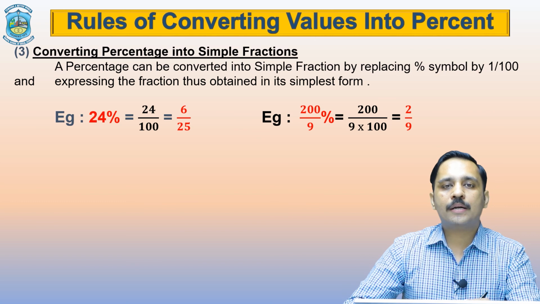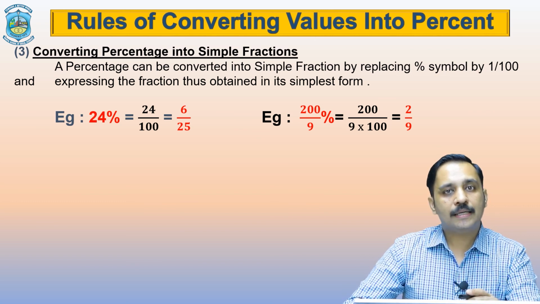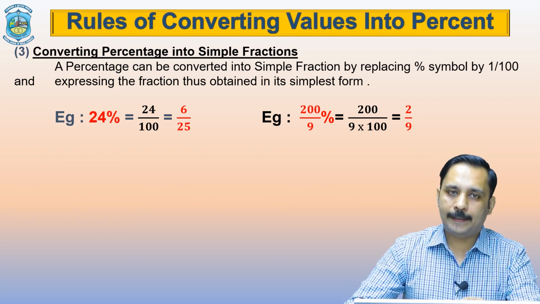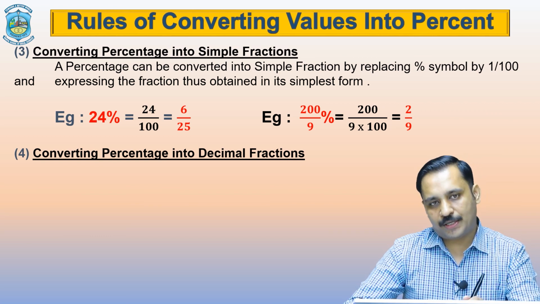We have 200 upon 9%. That is 200 upon 9 into 100. On solving, we have 2 upon 9. Next, converting percentages into decimal fractions.